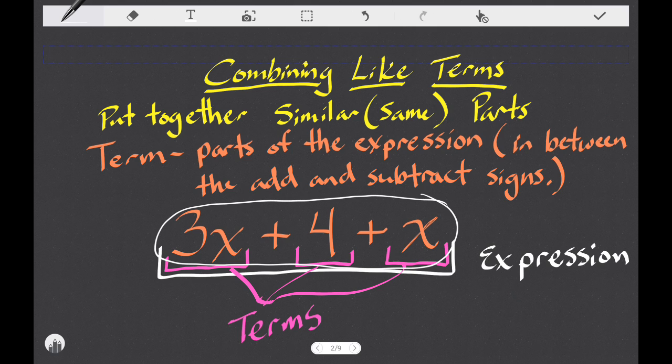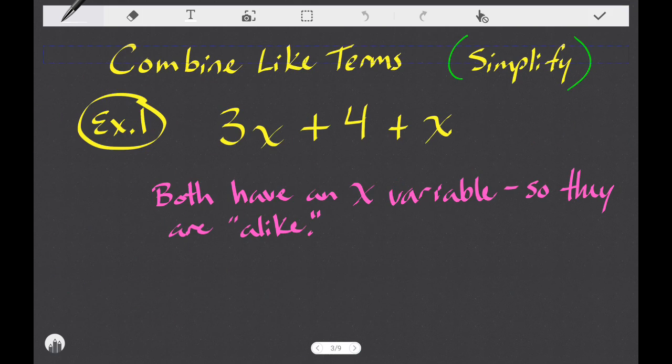There's no equal sign. It's a math problem. 3x plus 4 plus x. But what we can do now is we can simplify, or we can combine the terms that are alike. All right. So again, this is what we talked about in class, combining like terms.